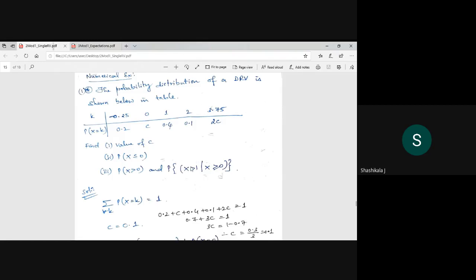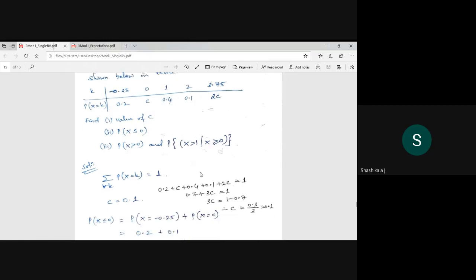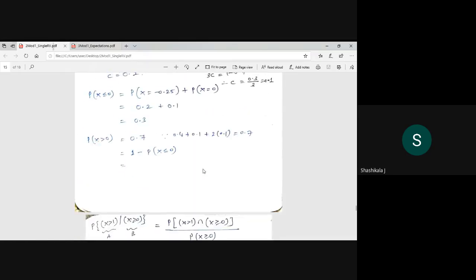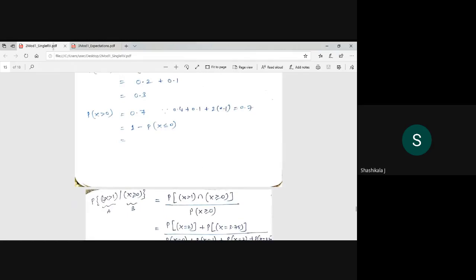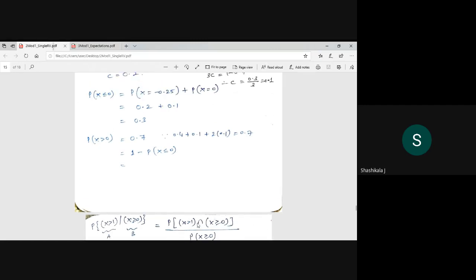What is the probability of X greater than 1 conditioned on X greater than or equal to 0? So what is the conditional probability? It is like A and B. The probability of A conditioned on B is the probability of A intersection B divided by the denominator, the probability of B. So here A is X greater than 1, intersected with X greater than or equal to 0. Now what is this intersection?